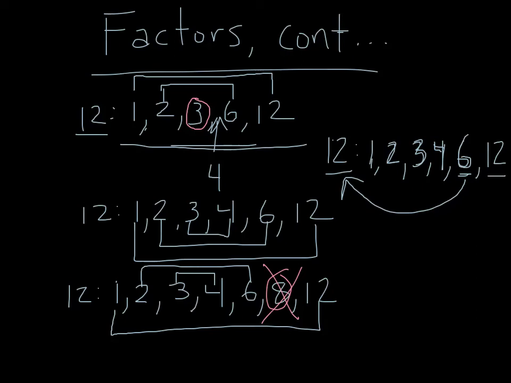The reason for that is because since 6 is half of 12, then no other number that's larger than 6 could possibly go into 12. 7 can't, because 7 times 2 would be 14, 8 times 2 would be 16, 9 times 2 would be 18, 10 times 2 would be 20, 11 times 2 would be 22, so no other number larger than 6 can be a factor of 12.